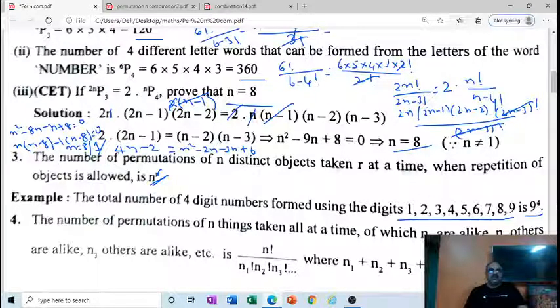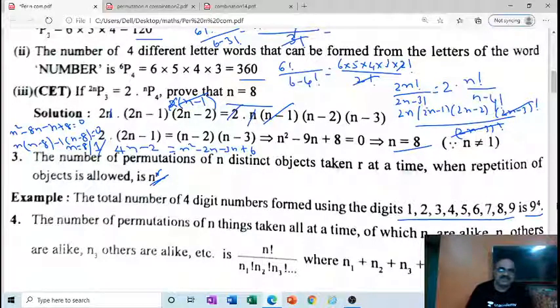Now, the number of permutations of n things taken all at a time, of which n1 are alike, n2 are alike, n3 are alike. If you have that, then how do we talk about it? It is n factorial divided by n1 factorial, n2 factorial, n3 factorial, like this. So I have an example also to share with you. Let me take that up.